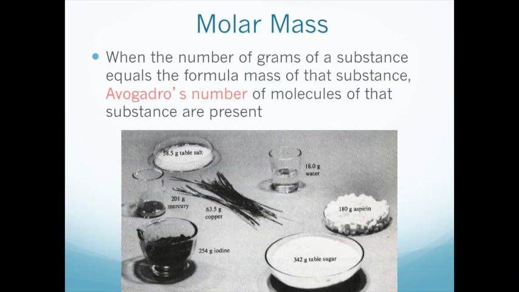So, here are some examples. 58.5 grams of table salt is 1 mole, because the molar mass of sodium chloride is 58.5. Similarly, 201 grams of mercury is 1 mole, or 63.5 grams of copper, or 254 grams of iodine, or 342 grams of table sugar, 180 grams of aspirin, and 18 grams of water. All of these samples contain the same number of particles, but because those particles have a different mass, the masses of each of these equal numbers of particles is different.